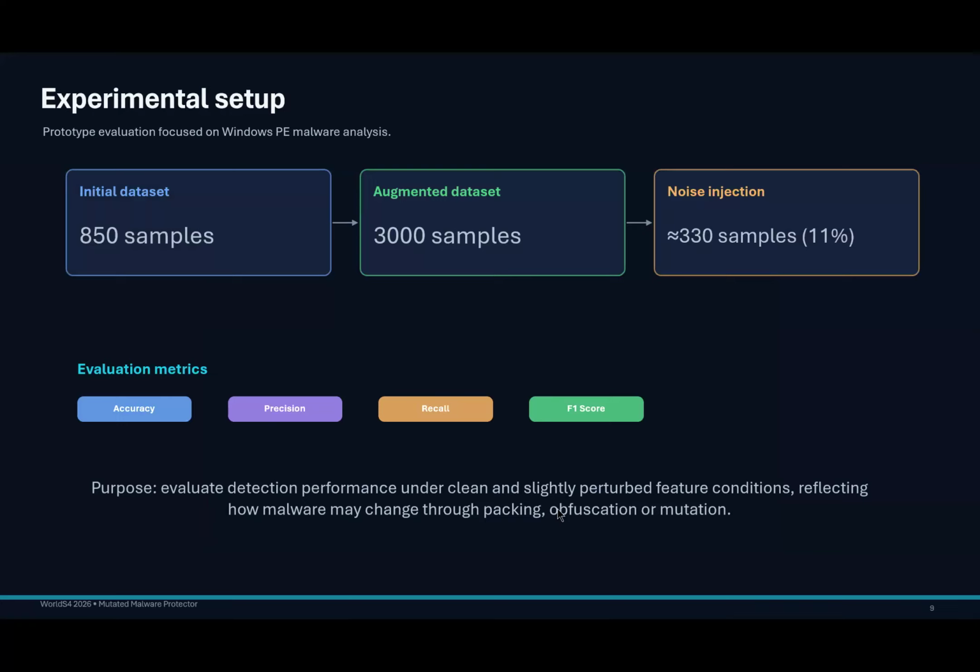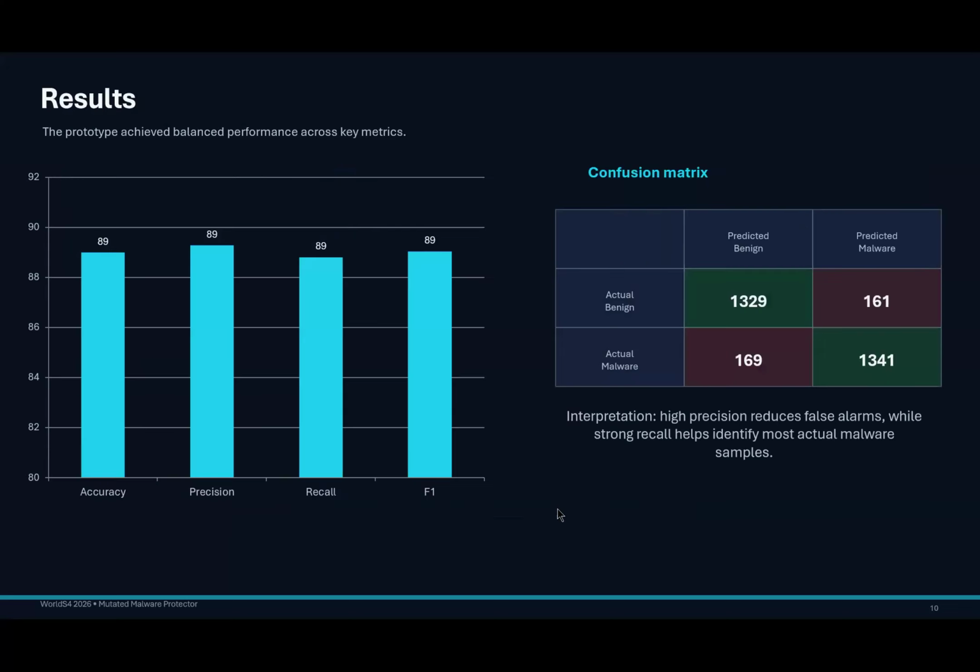During the experiment setup, we had 850 samples that were expanded through augmentation to 3,000 samples. We also added noise injection for realistic scoring, to give accuracy, precision, recall, and F1 scores, so that our model would be more precise and give a proper approximation that would help the analyst make a proper decision on malware.